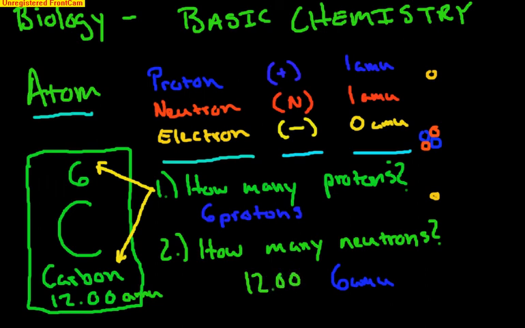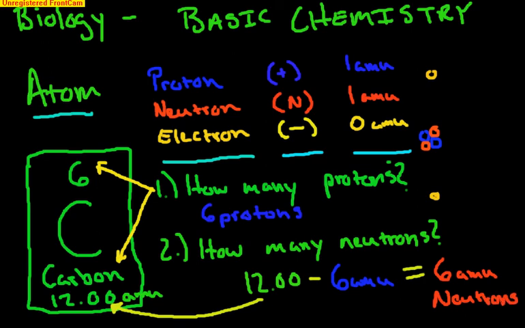Let me just draw where I got that 12 from. I got that 12 right here, right off the periodic table, that cheat sheet. And so I need to find out the number of neutrons. Well, what has weight? Protons have weight and neutrons have weight. So if I know the protons and I know the total weight, it's just a simple math problem. You do 12 minus 6, and that gives you 6 atomic mass units, and that tells you 6 neutrons. And of course these are protons.